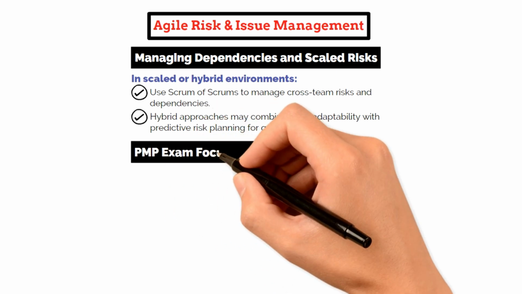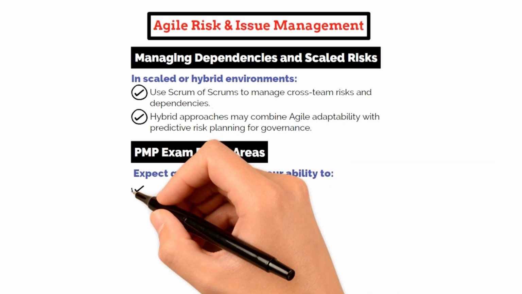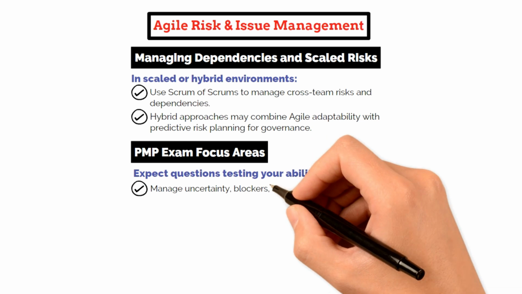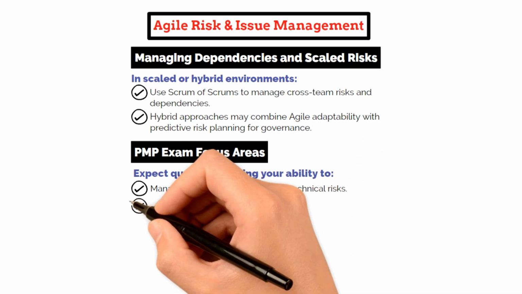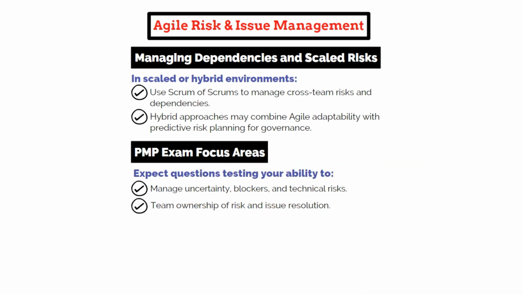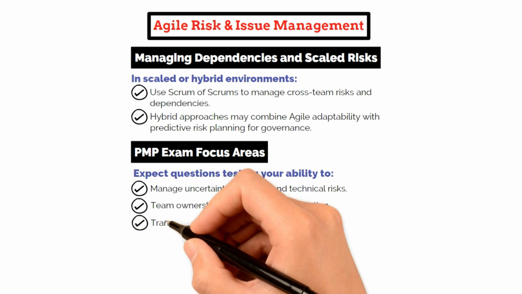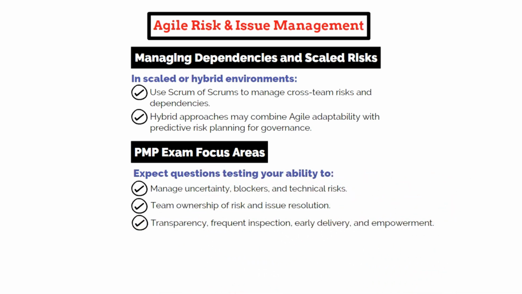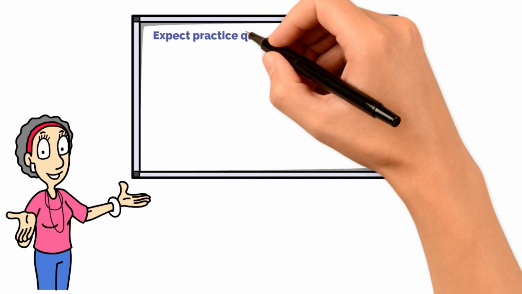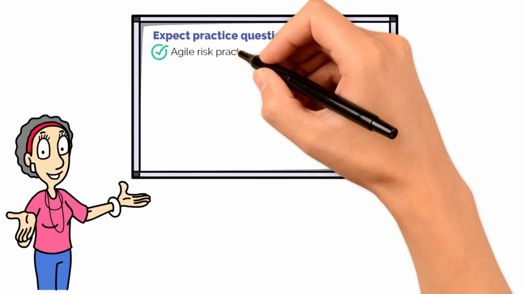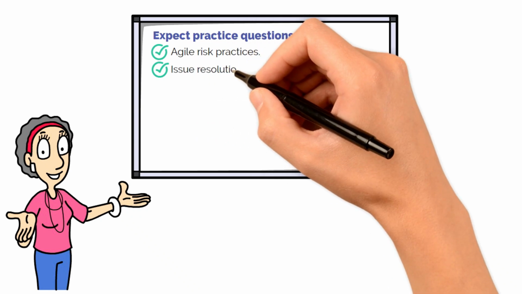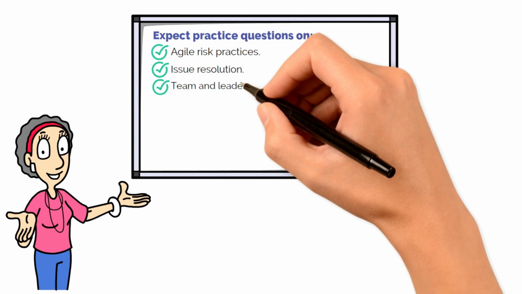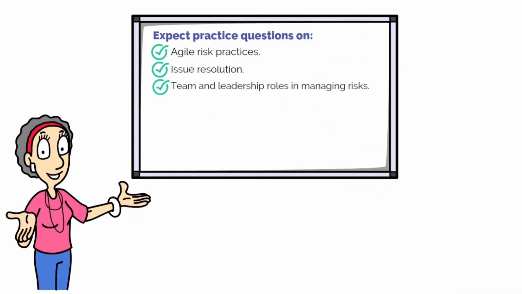On the exam, expect scenarios where you'll need to decide how to manage uncertainty, blockers, technical risks, and team ownership of issues. Look for answers that emphasize transparency, frequent inspection, early delivery, and team empowerment. Now we'll go through 10 practice questions that test your knowledge of Agile risk practices, issue resolution, and how Agile leaders and teams stay ahead of potential problems. Let's jump into the first question in this topic.